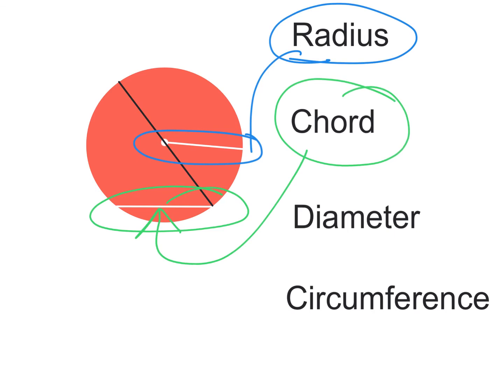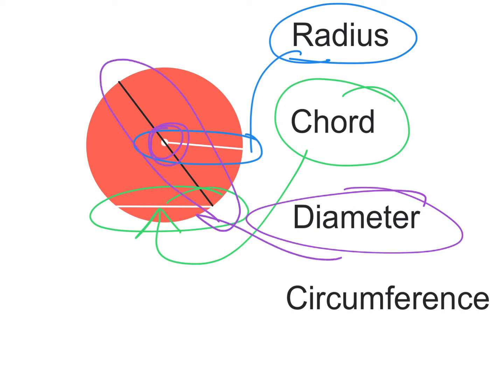Okay, the next vocab term is diameter. The diameter of a circle is a line segment that goes from one side on a circle to another side on a circle, but has to go through the center. So it has to go through that center point, and that would be this black line right here. So that is the diameter of the circle.